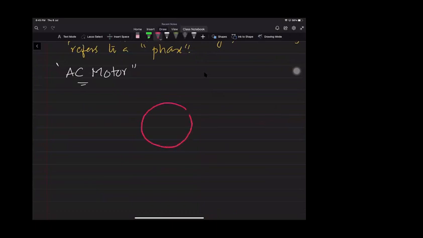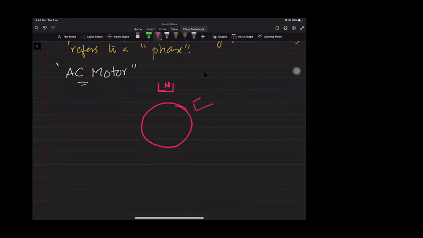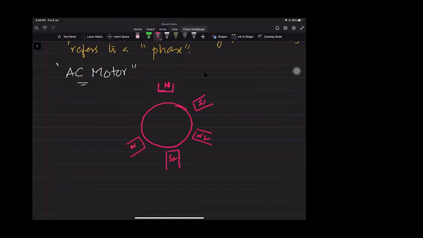See, if you take how many poles you want there, you try. Why? Because it is something you have to try. 6 poles you can draw. What is there? N1, S1, then N2, then S2, then N3, S3. Correct? Then how many poles are here on the rotor? 6.